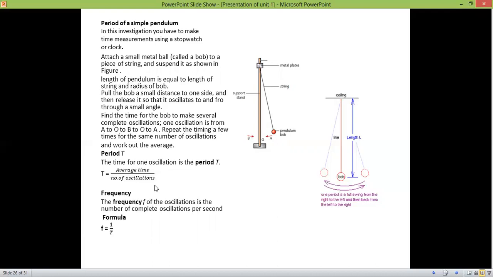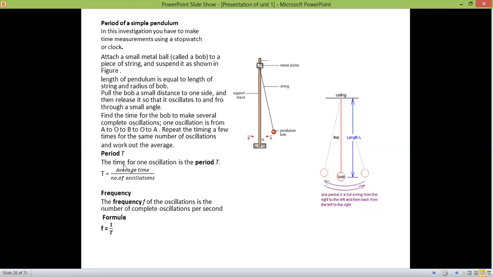So what we have to do is measure the time, for example, for 10 oscillations, and then again measure the time for 10 oscillations. We have to repeat that process, and then we have to calculate the average. Average time is divided by the number of oscillations to calculate the time period.